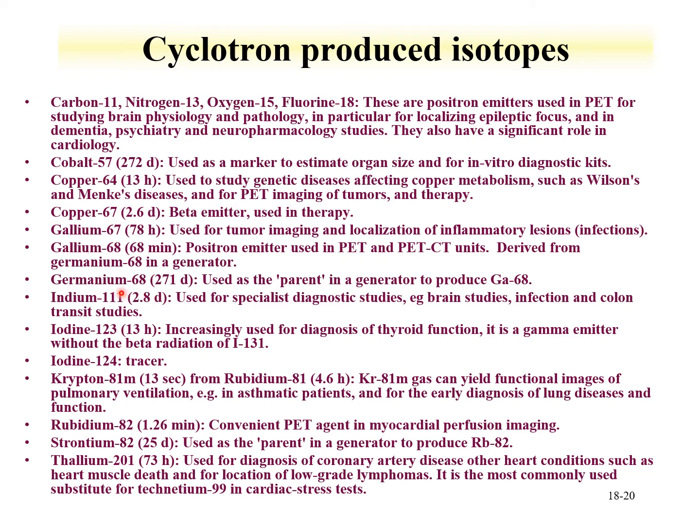There's germanium-68 that's used as a parent to generate gallium-68, and gallium-68 is a positron emitter. Krypton-81 is also produced in a similar route from rubidium-81. The krypton gas can again yield functional images of the lung, and then thallium-201 can be used to diagnose coronary disease. It's commonly used as a substitute for technetium in stress tests.